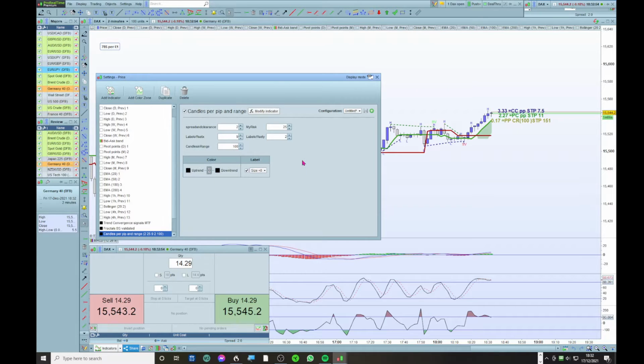And the stop is 151 for 100 candles, and so on and so forth. Okay. Go back to 10. Let's put it back to 20 actually. Okay.